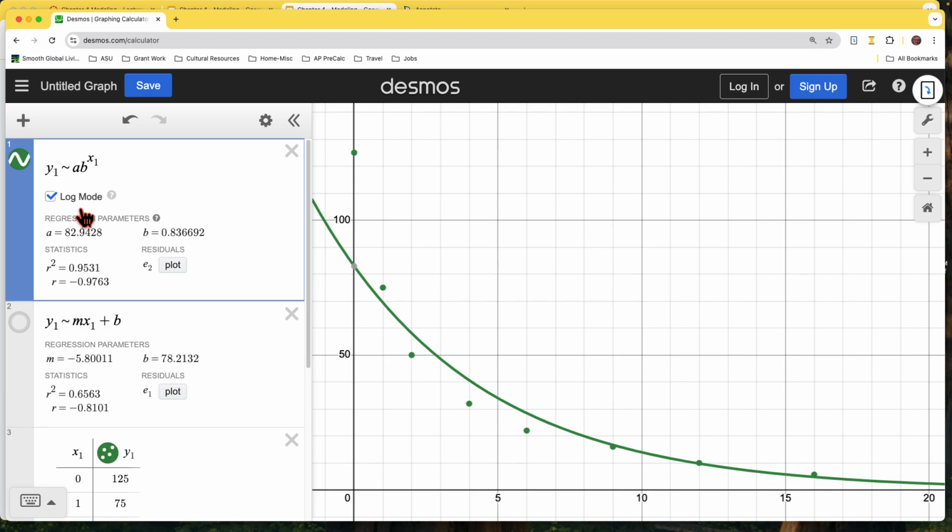And what is log mode? I know what logarithms are, but it's just how they're calculating it. And this is the one I guess you can do both.